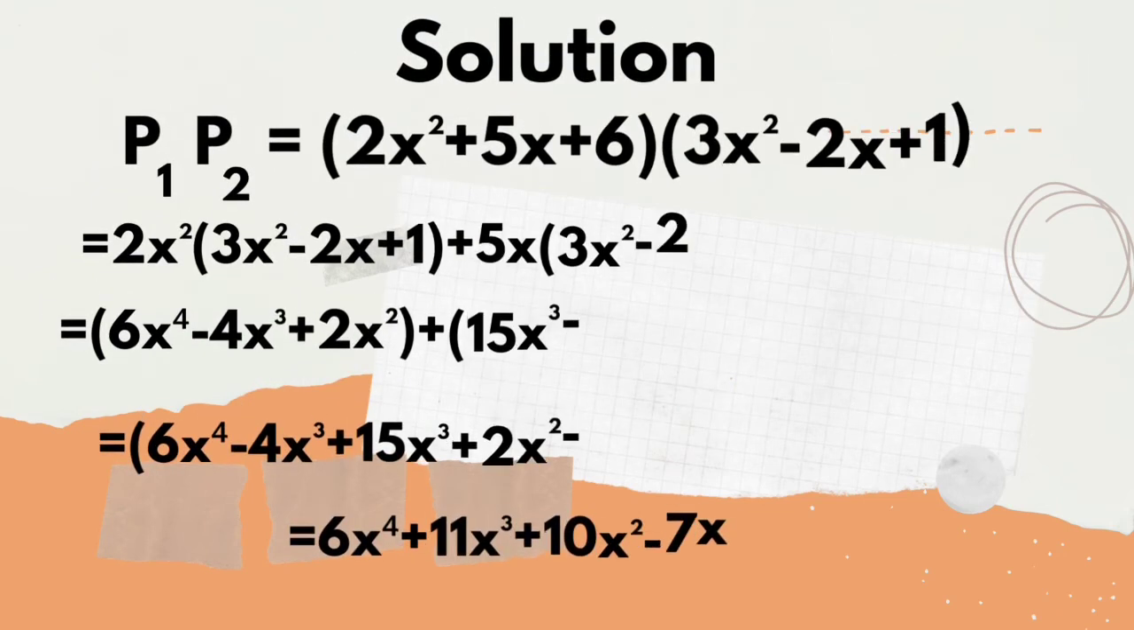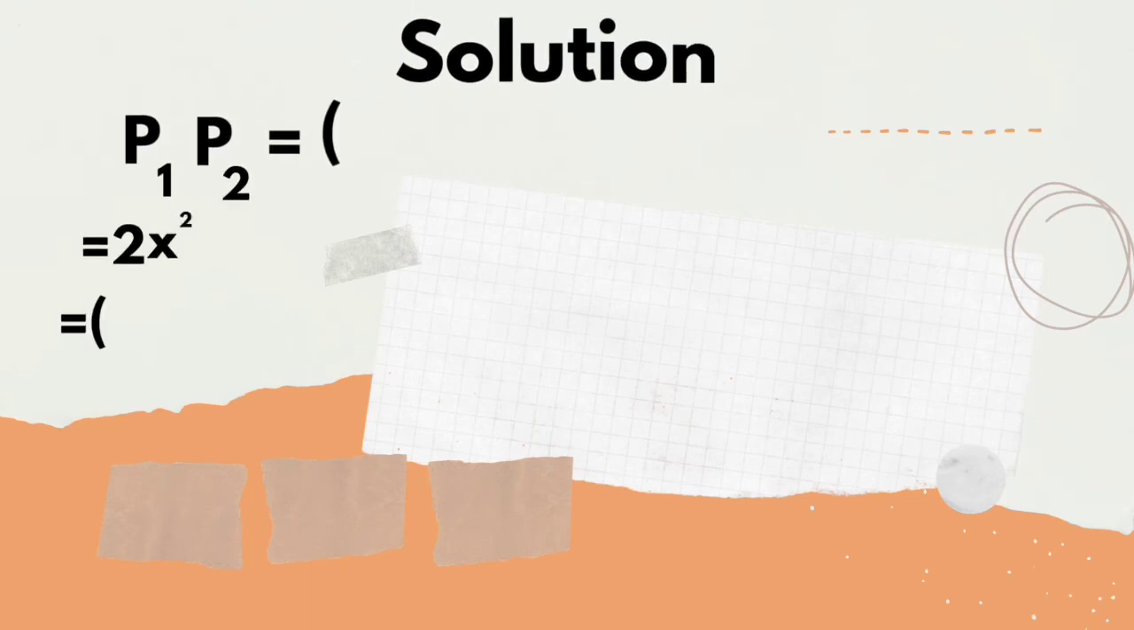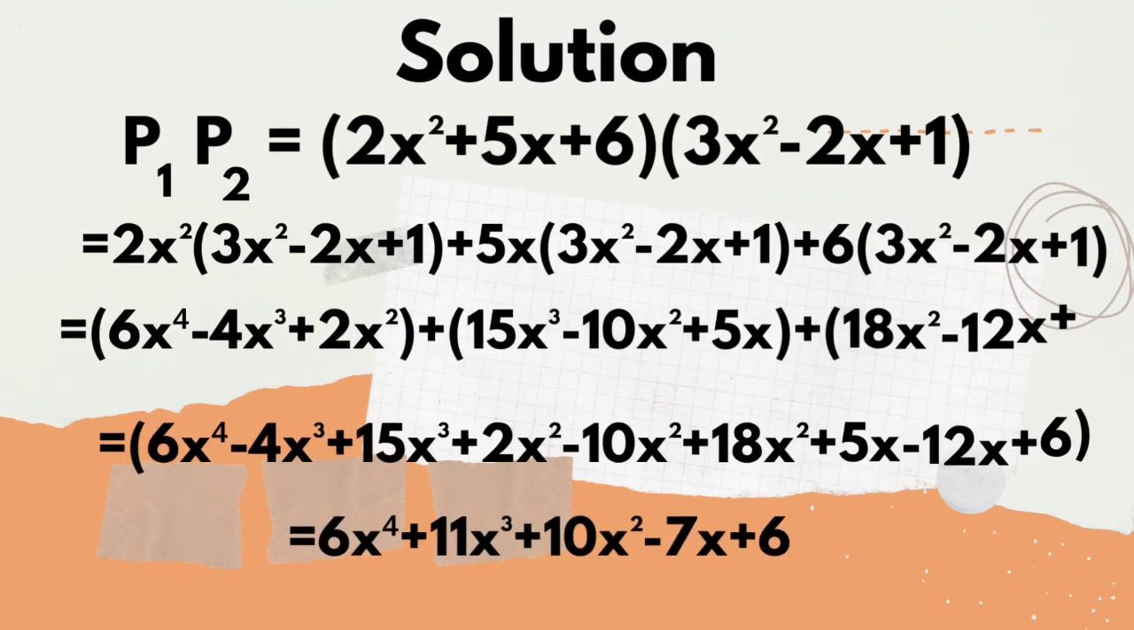P1 and P2 are placed beside each other. All the terms in P1, we multiply all the terms in P2. Each of the terms in P1 will multiply all the terms in P2. The first term in P1 is 2x squared. The second term in P1 is 5x. And the third term in P1 is 6. So it means each of these terms will multiply all the terms in P2.